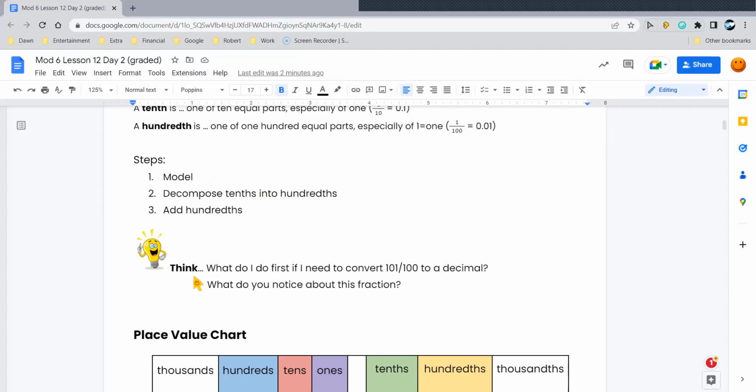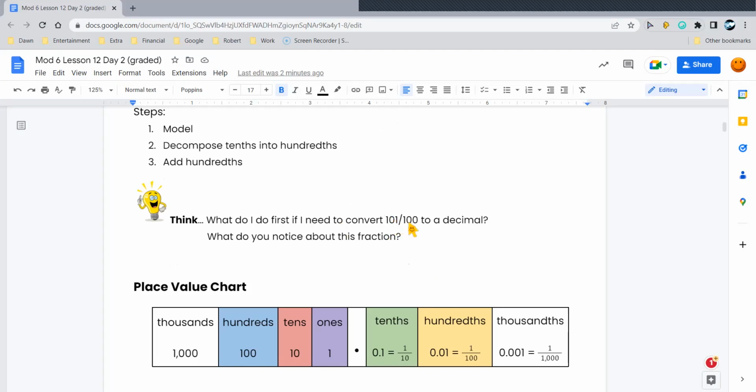Now we need to think. What do I do first if I need to convert 101 over 100 to a decimal? What do you notice about this fraction? So these are questions to think about. Now, the first thing I notice is that 101 is bigger than 100, so I know I have a whole number.